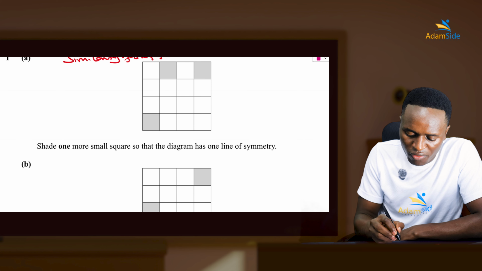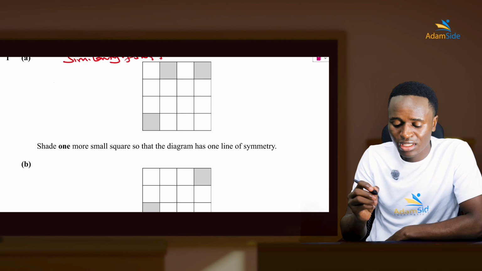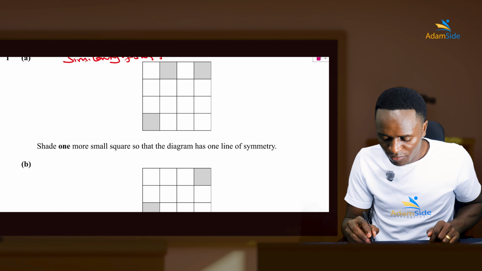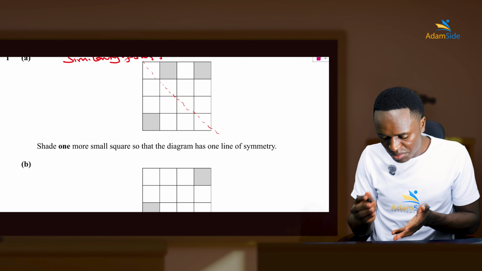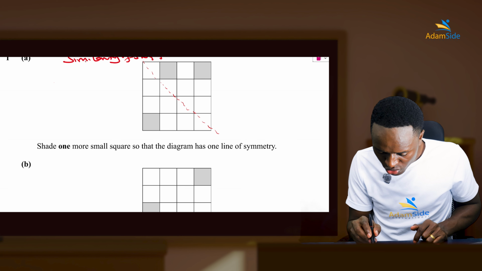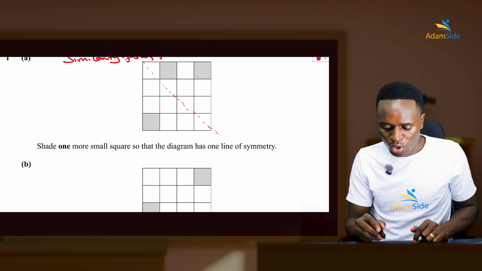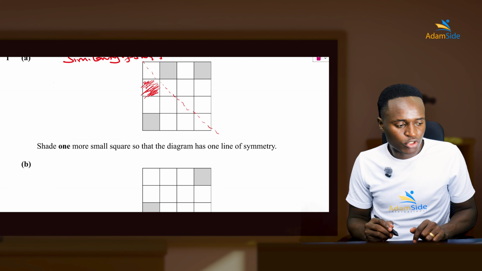A line of symmetry is a line that divides a shape into two equal parts, so that when you flip them together, they fit exactly the same. So if you want this to have a line of symmetry, then when you flip along the line, it has to fit exactly. We have 1, 2, so you need to have something here. You can shade here and get the correct answer. So this is the answer. Nice one. Go to the next question.